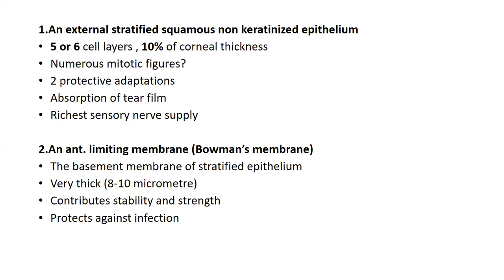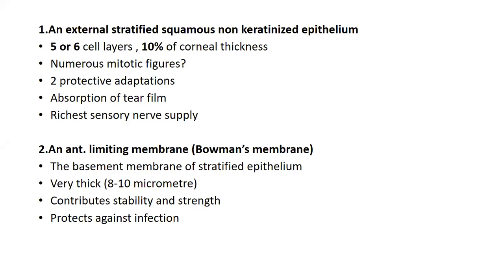So what are the characteristic features of this stratified squamous epithelium? It is made up of 5 or 6 cell layers. 10% of the corneal thickness is made up of this epithelium, and the remaining 90% is mainly made up of stroma. Numerous mitotic figures are seen. So what are these mitotic figures?